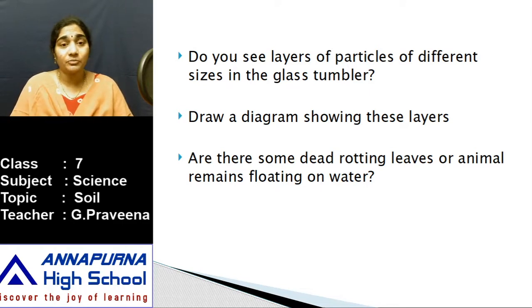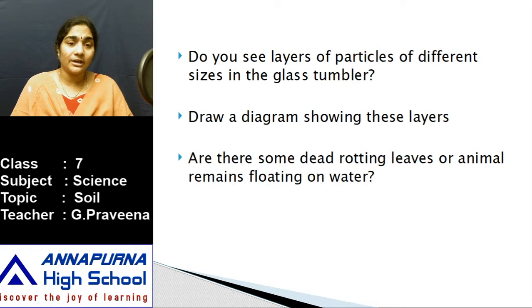Do you see different layers of particles of different sizes in the glass tumbler? Try to draw a diagram showing how they have separated into these layers. Are there some dead rotting leaves or animal remains floating on the water? This rotting dead matter present in the soil is called humus. As we all know, soil is formed by the breaking down of rocks by the action of wind, water and climate. That process is called weathering.